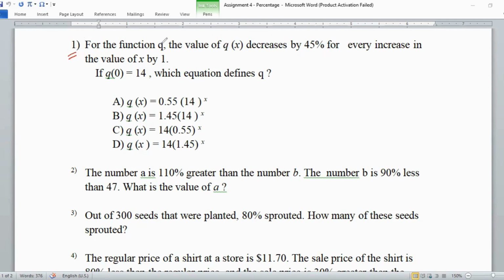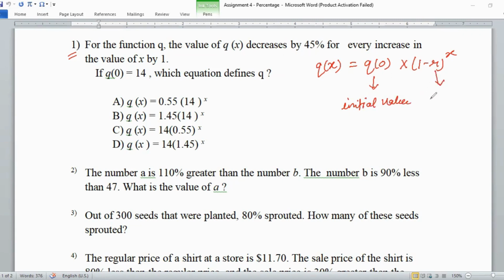This says that for the function q, the value of q(x) decreases by 45% for every increase in the value of x by 1. If q(0) is equal to 14, which equation defines q? On analyzing the information in the given question, the general form to express this situation of exponential decay is this equation, where q naught is the initial value.